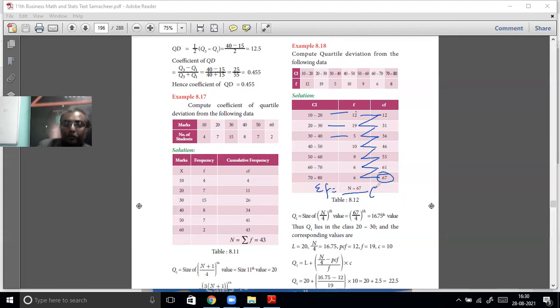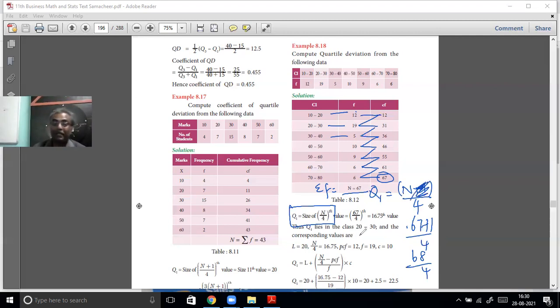Now, what you have to find, Q1 is equal to n plus 1th value by 4. Okay, that is 67 plus 1 by 4. 68 by 4. No. Only for continuous data, you should not use n plus 1. Remember, I told you already. I myself forgot. You should directly use n by 4. Okay, so it becomes 67 by 4.